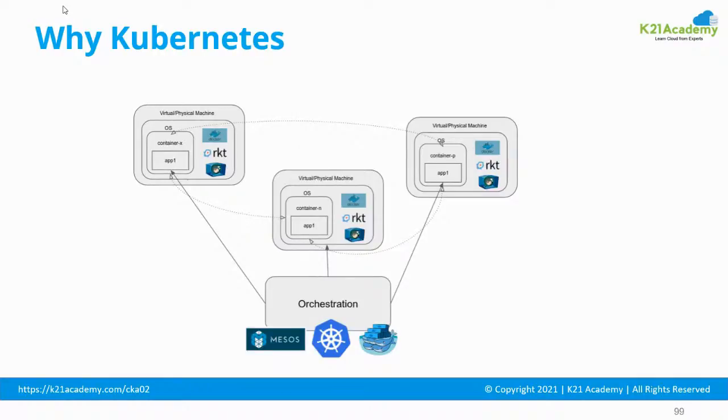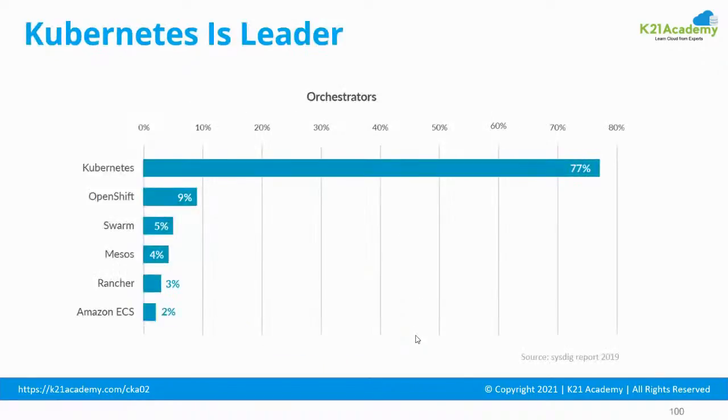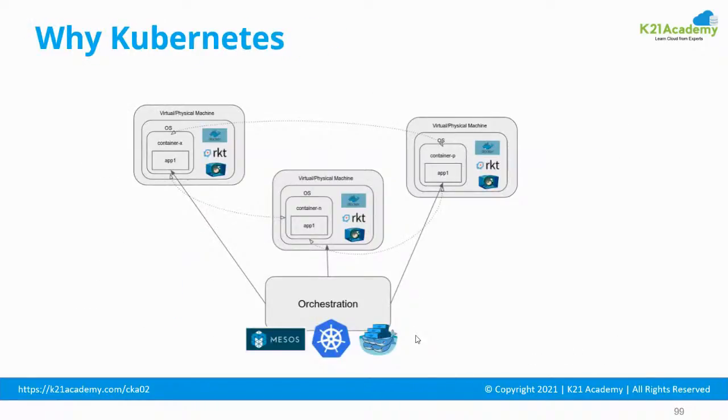And that's where you need a container orchestration tool, which is nothing but management of these containers. As we covered last time, you have Mesos, you have Kubernetes, you have Docker Swarm as well. But why are we talking about Kubernetes? Why is no one talking about the other container orchestration tools?